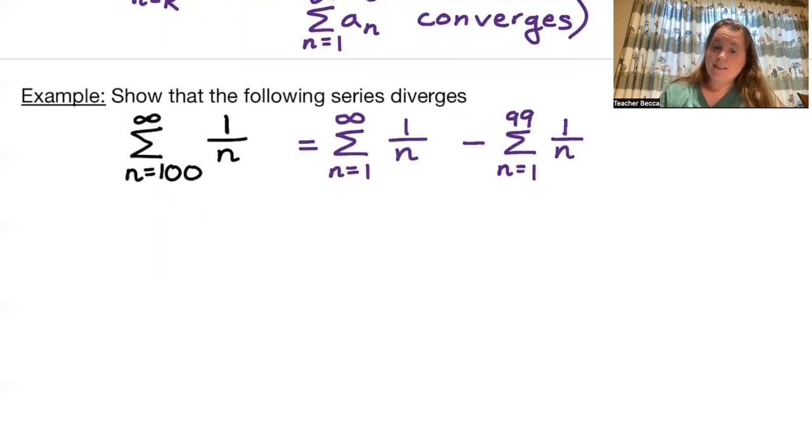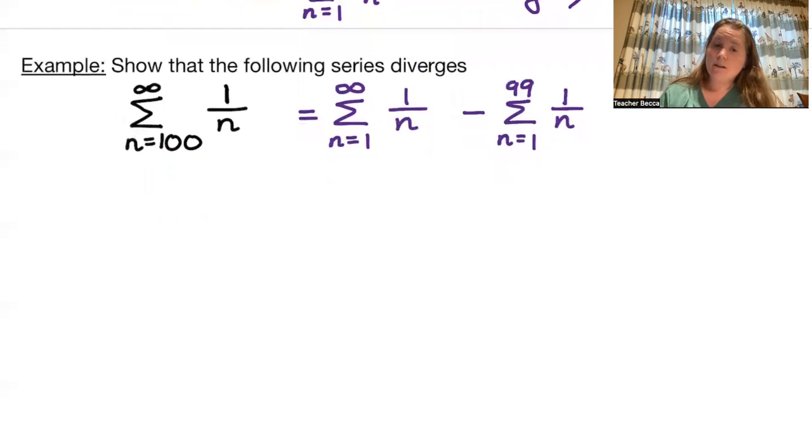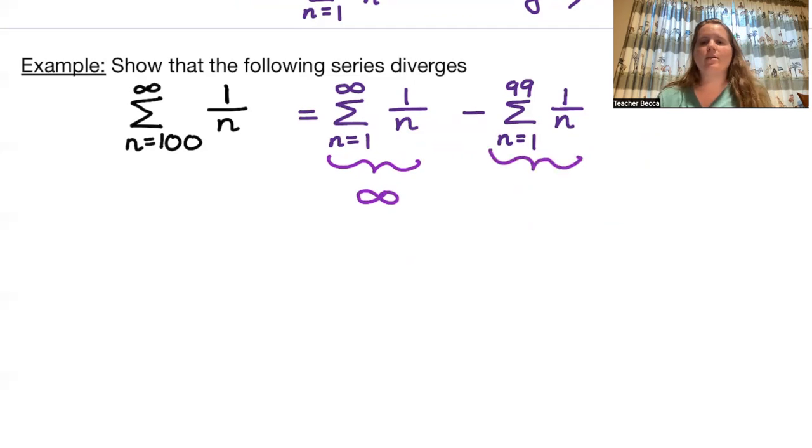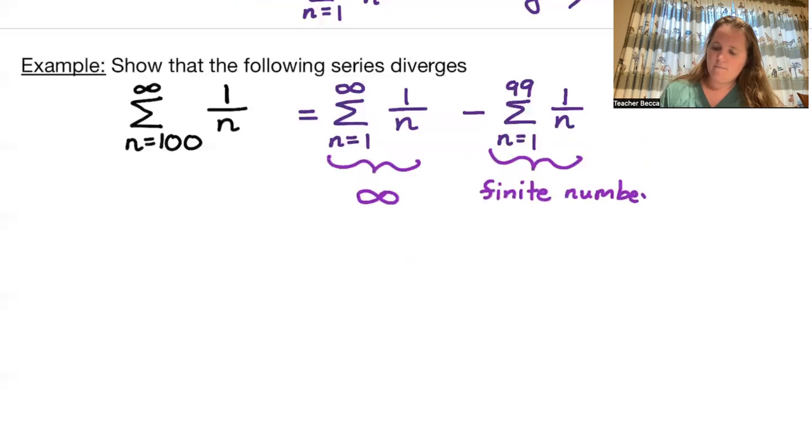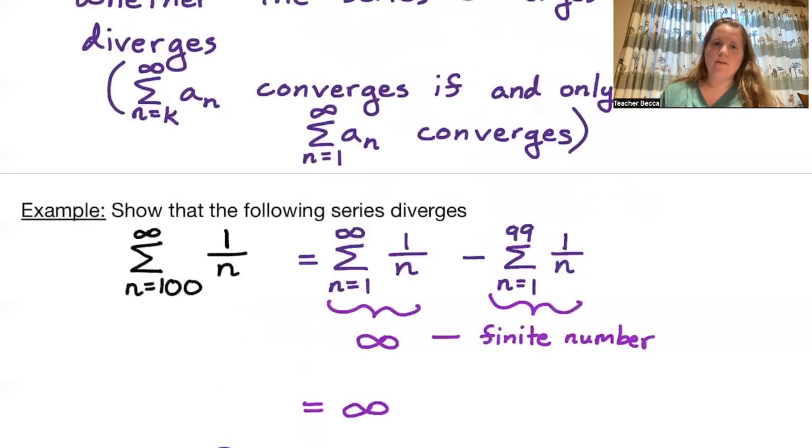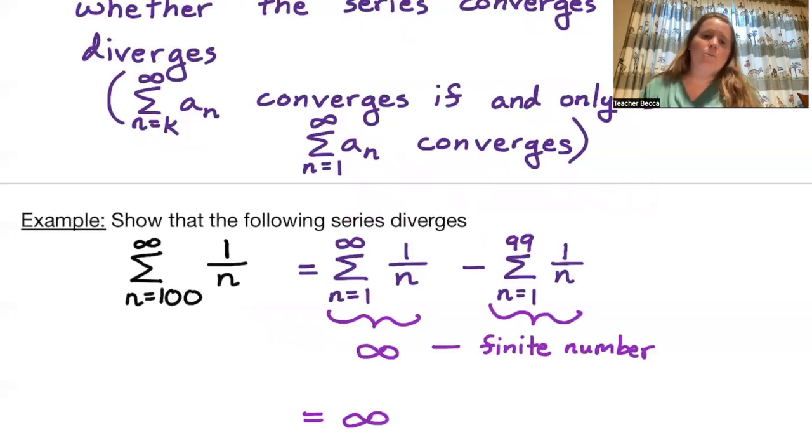The sum from n equals 1 to infinity of 1 over n is essentially infinity. And then the second part, the sum from n equals 1 to 99, is just a finite number. So when we do that subtraction, we wind up still getting infinity. So this diverges. This is sort of showing why the rule I wrote up here works. So this same trick applies whether the series we're comparing to converges or diverges.